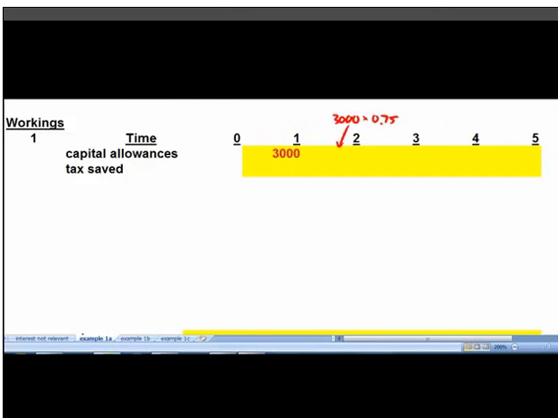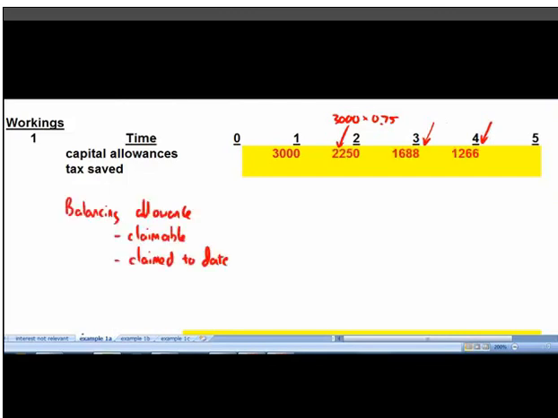So time 3 will be 2,250 times 0.75, and the time 4 capital allowance will be 1,688 times 0.75. In the final year, there'll be a balancing allowance. Here you've bought the asset for 12,000 and it's got a scrap value of 2,000, which means that during the asset's life you're entitled to claim the 12,000 less the 2,000 in capital allowances.